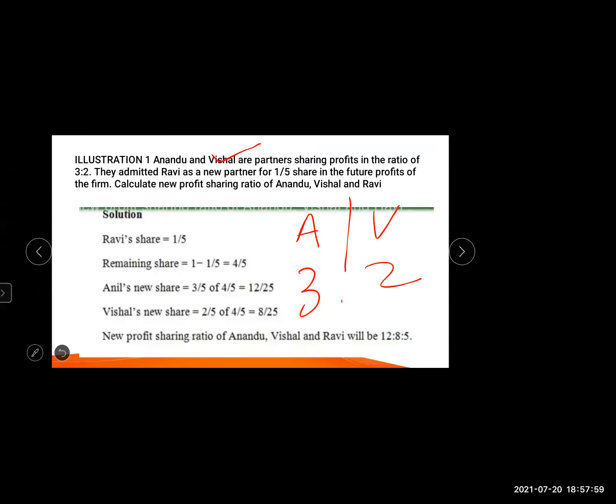Okay. Now, they admitted Ravi. Kaun aya hai? Abhi enter kaun kar raha hai? Naya, Ravi kar raha hai. Usko abhi kitna ratio chahiye? The partners admitted Ravi as a new partner for 1:5 share in the future profit. Matlab is ratio se jo bhi unka profit ho raha hai, they will share all this profit. Iska ye ratio hai. This is Anil, Vishal is 2. Clear? Now calculate the new profit sharing ratio.